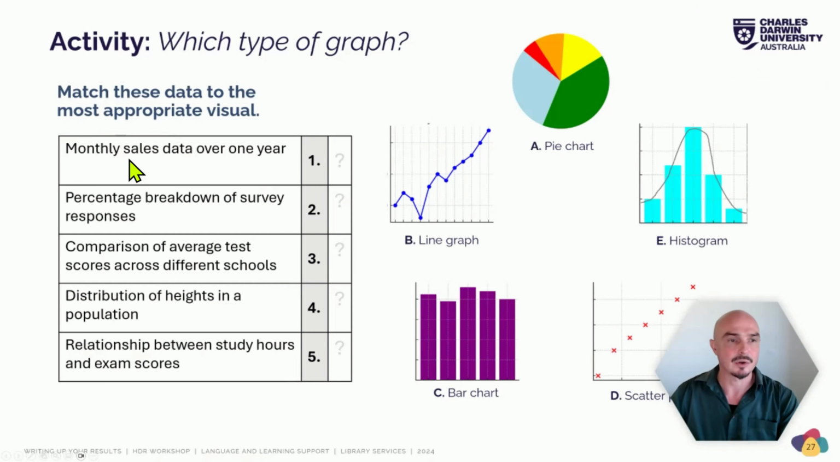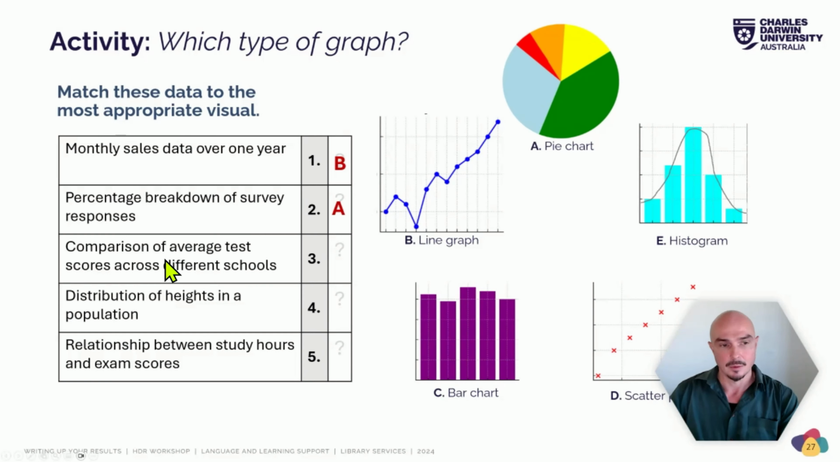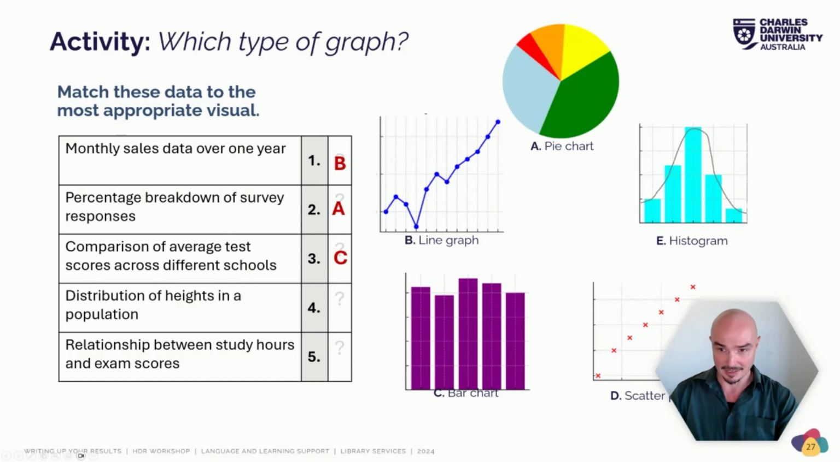Okay. If we want to show sales data over 1 year, a line graph would be most appropriate for that. A simple percentage breakdown of survey responses, pie chart. If we want to look at the average test scores across different schools, that's a comparison. Bar charts are best for that.